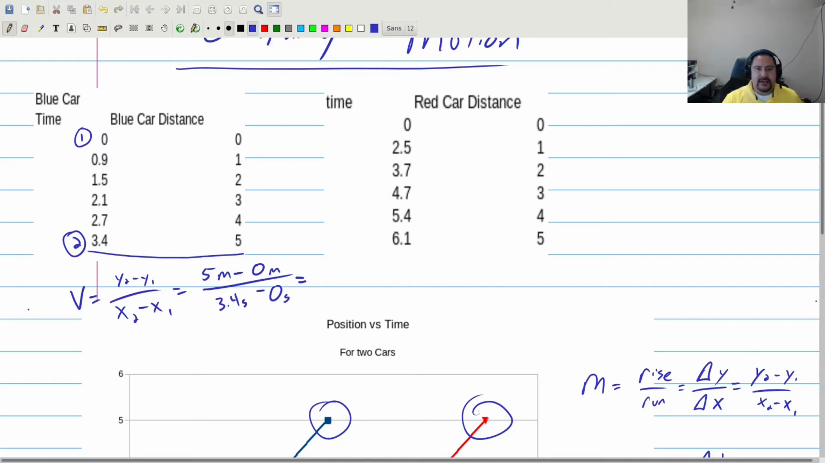And that is equal to, well, 5 minus 0 is just 5. It's in meters. Divided by 3.4 minus 0 is going to be 3.4 seconds. And 5 divided by 3.4 is equal to, let's call that 1.471 meters per second. So on average, the blue car was traveling at 1.471 meters per second.